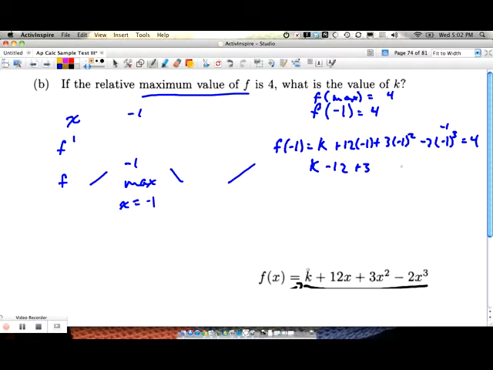I just have to do the algebra here. So -12 plus 5 is going to be k minus 7 equals 4. Add 7 to both sides. Then we figure out that k equals 11. Boom.